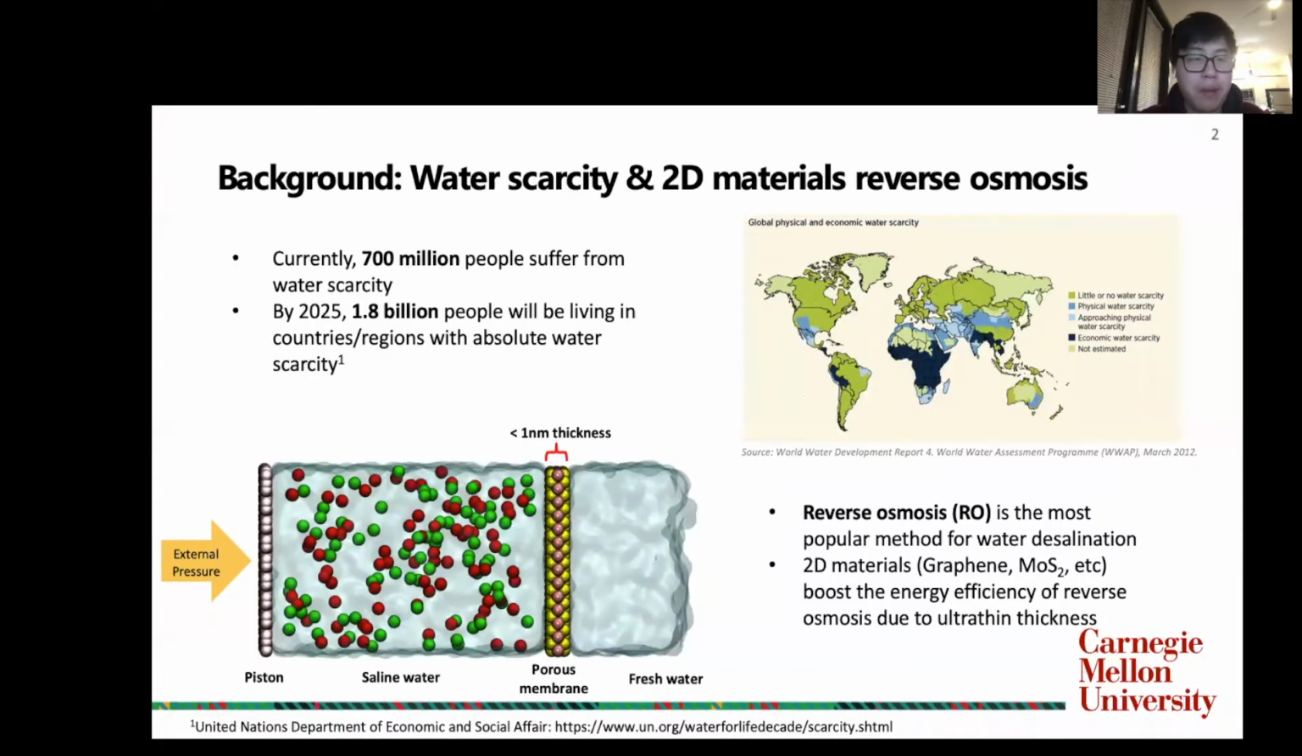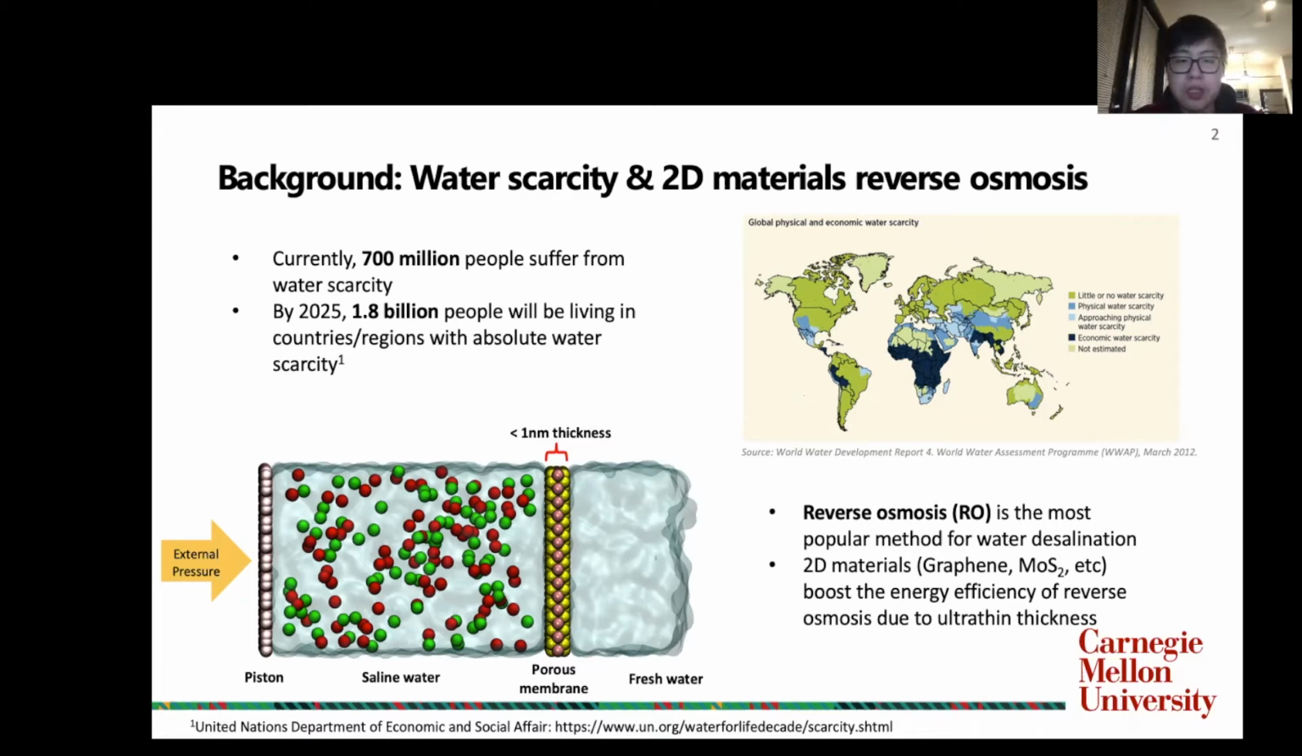Firstly, I'll start from the background of water scarcity. According to United Nations research, currently 700 million people are suffering from water scarcity, and by the year 2025, there will be 1.8 billion people living in countries or regions with absolute water scarcity. This is a very severe problem.